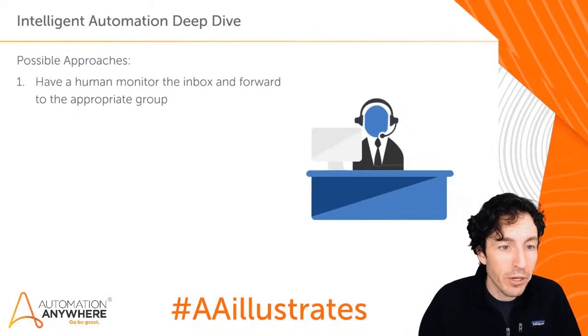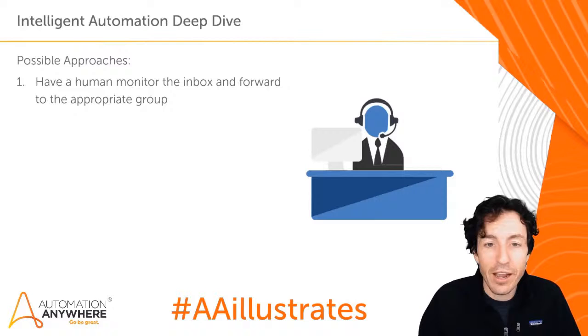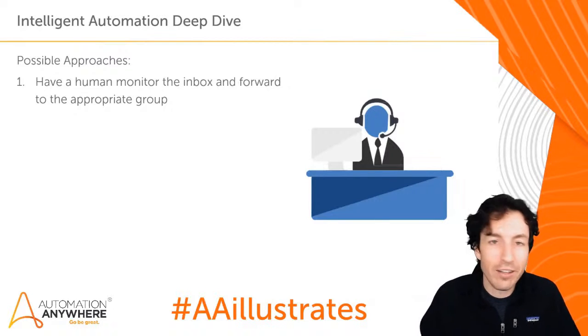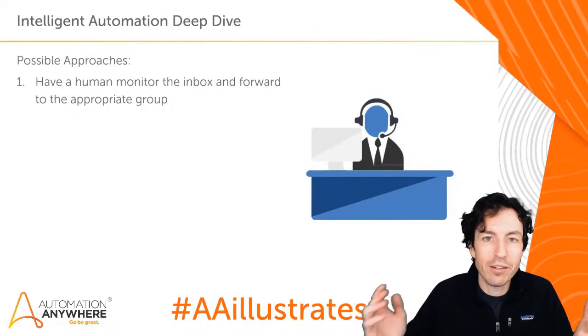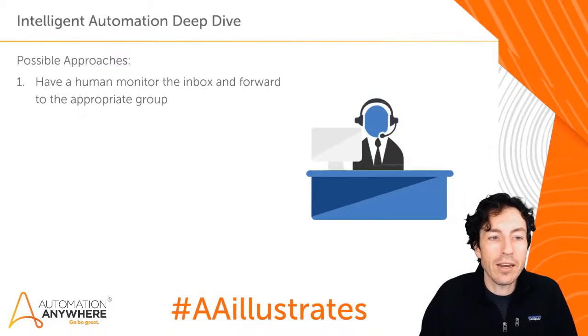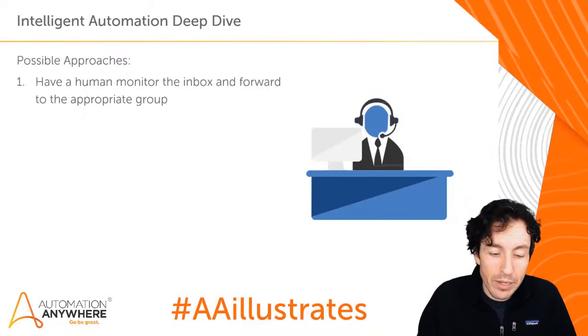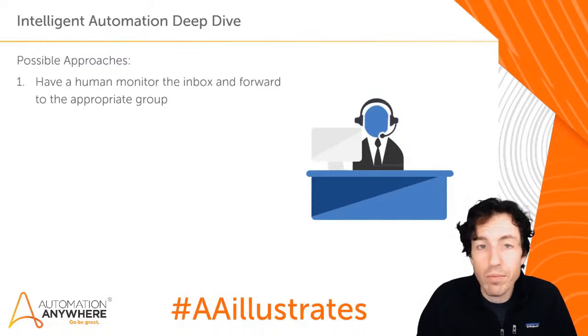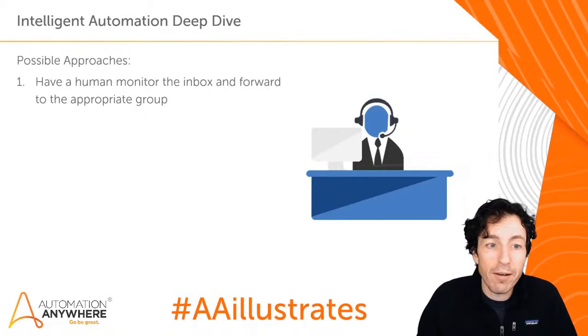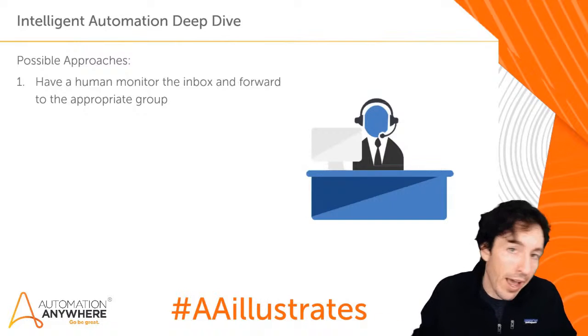So first, obviously, we could just have a human monitor the inbox and forward them to the appropriate group, right? That's the easiest way. That's the way it's been done forever, right? And obviously that works. But it does require someone to sit there and monitor that inbox when they could be helping other employees or helping other customers, or they could be doing something totally different, right? So does it make sense to really have a human doing that?